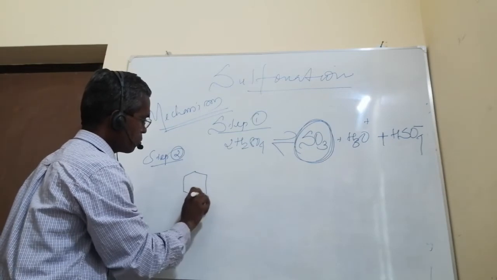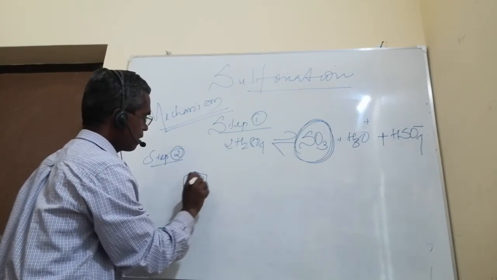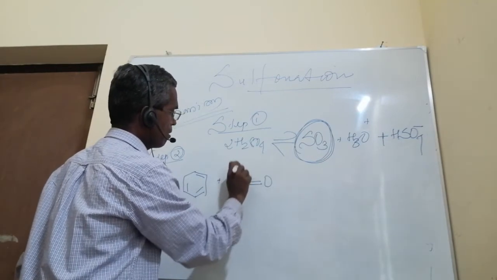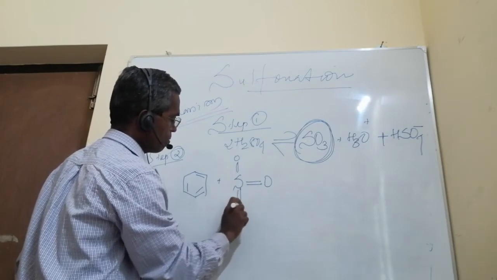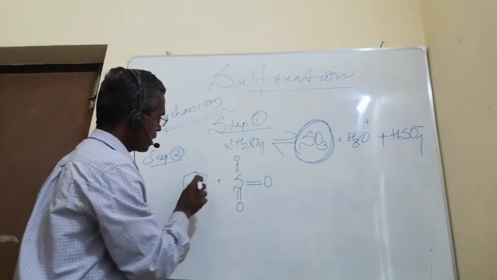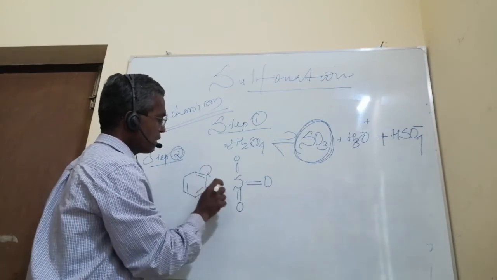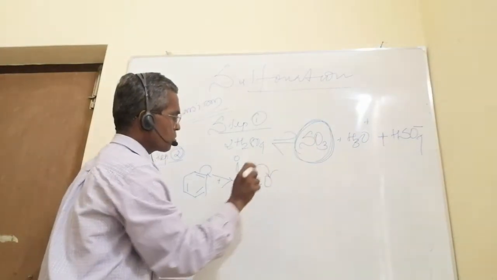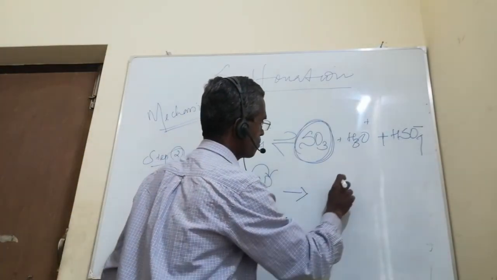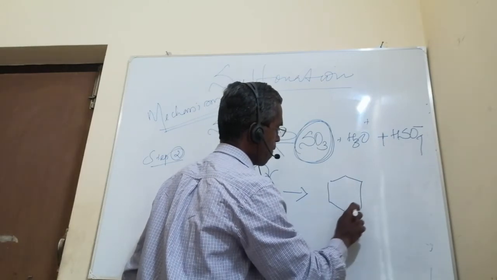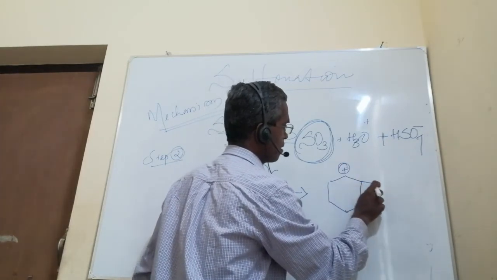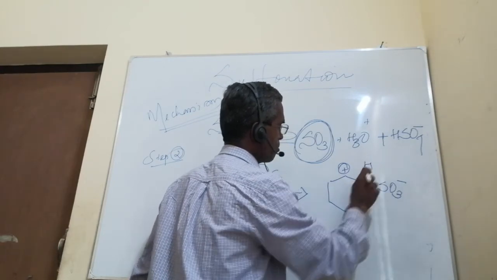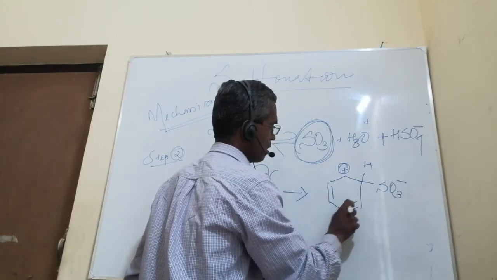Benzene we have as usual. Yes, we have sulfur trioxide. This is the original structure of your sulfur trioxide. This comes here and approaches this one. In the meantime, this goes here. You will get this, with a plus charge developed here, SO3- here, and here the proton remains.